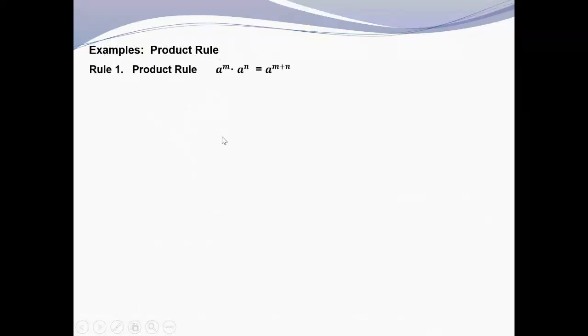Rule number one, the product rule. Here I'm going to define what a to the m and a to the n are. A is the base and m is the exponent. You must have the same base to apply the rule. For example, these are the bases. The bases must be the same to apply the rule.